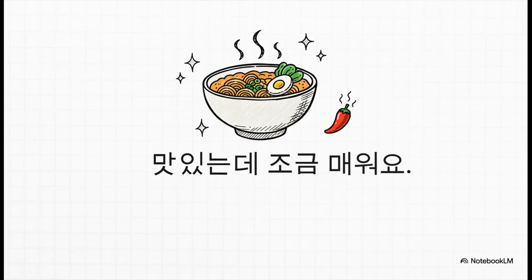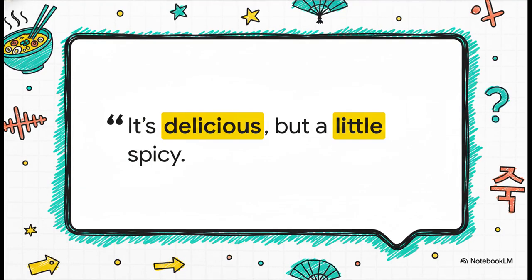Let's try a sentence you might use when you're talking about food. Listen carefully. 맛있는데 조금 매워요. Again, 맛있는데 조금 매워요. And one more time. 맛있는데 조금 매워요. Now this one's really interesting because it shows the nuance of this grammar point. It's not a huge, dramatic contrast. It's more like you're adding an extra piece of information. The food is delicious, and it's also a little spicy. It's a much softer, more subtle contrast.